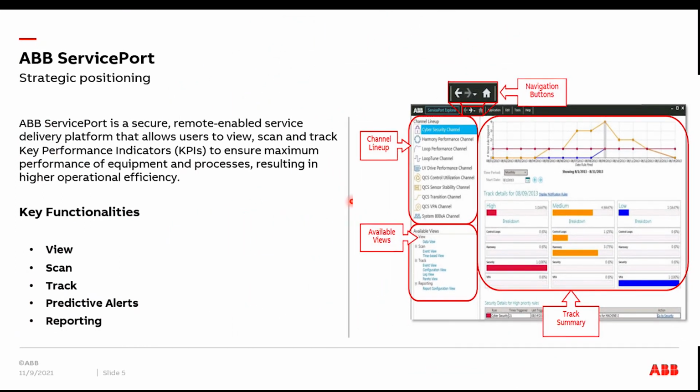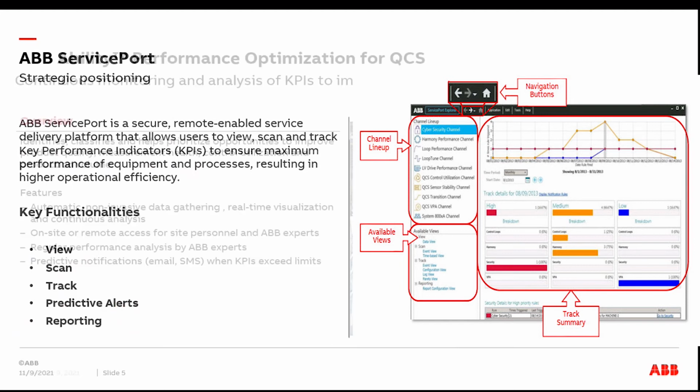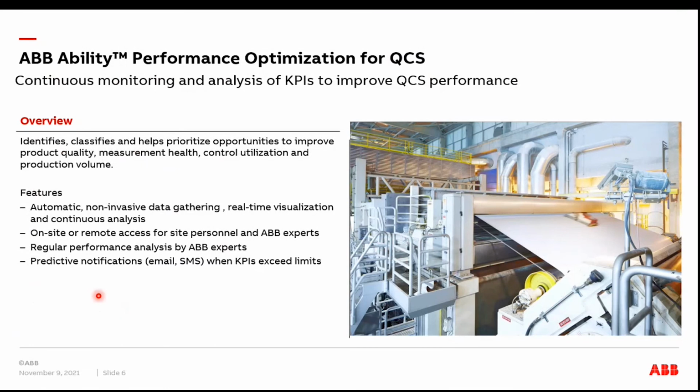ABB Service Port is a secure remote-enabled service delivery platform that allows users to view, scan and track the key performance indicators to ensure maximum performance of equipment and process, resulting in high operational efficiency. The key functionalities are view, scan, track, predictive alerts, where you will get notifications, and the reporting function.